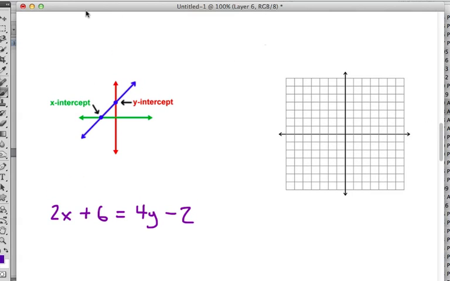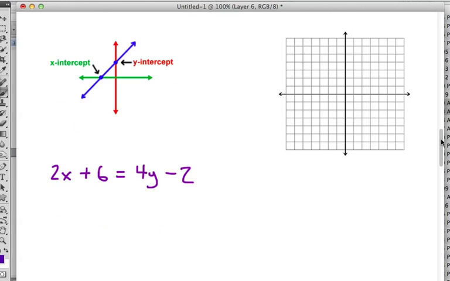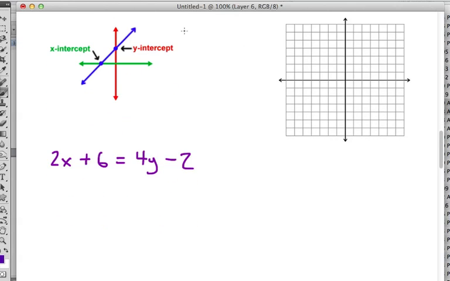Okay, here's what we're going to do today. We're going to learn about X and Y intercept, and X and Y intercept are not going to be a very hard thing to find, but there's a couple things we have to know before we get started. Okay, the first thing is, what are they?